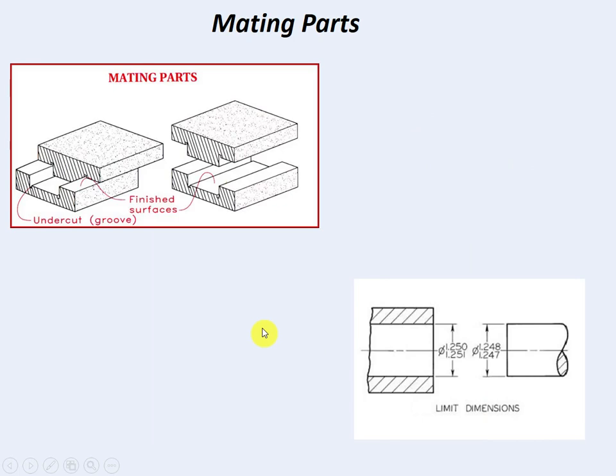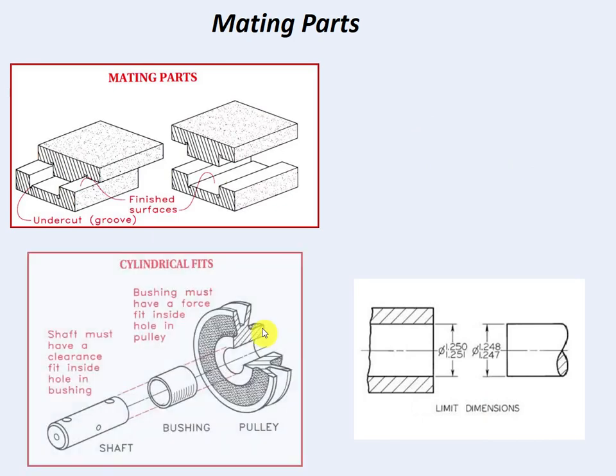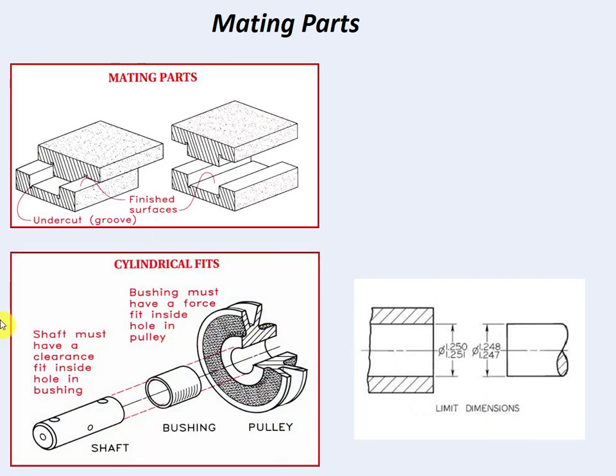So guys, mating parts again. In this example, you have a shaft, we have a bushing, we have a pulley. The shaft must have a clearance fit inside the bushing hole, so you can easily assemble the shaft inside the bushing. The bushing must have a force fit inside the hole of the pulley to keep the bushing and the pulley rotating at the same speed, or together.